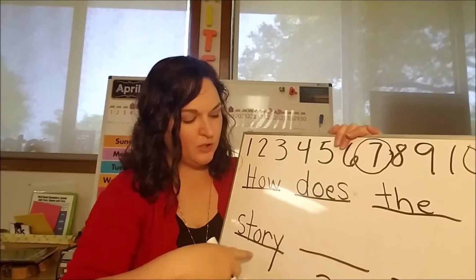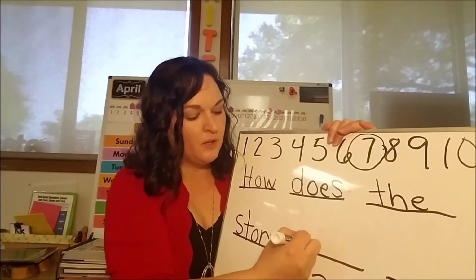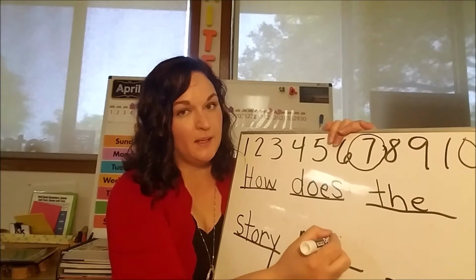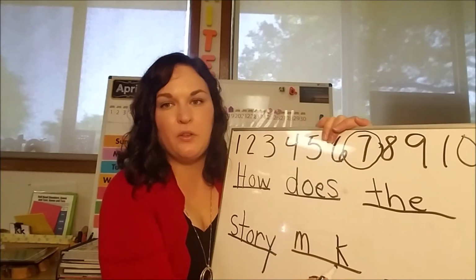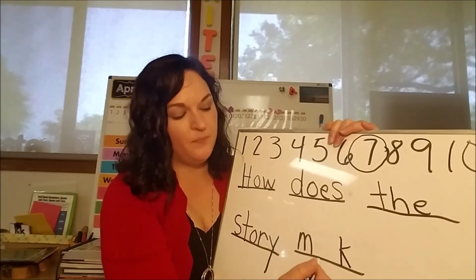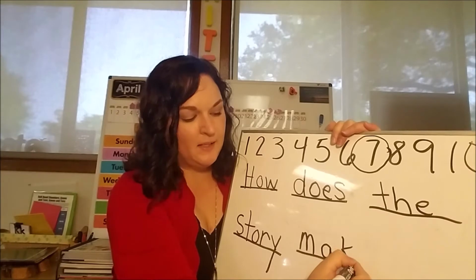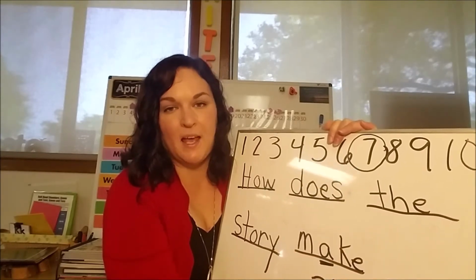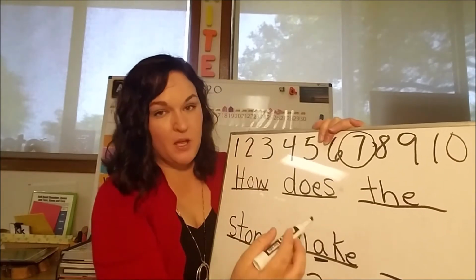How does the story make? M. Make. So that is a K. It's down, in, and out. And let's see what other sounds do we hear in make. A. That's an A. And I know that we need to add an E to the end to change this into an A sound instead of an A sound. How does the story make you?